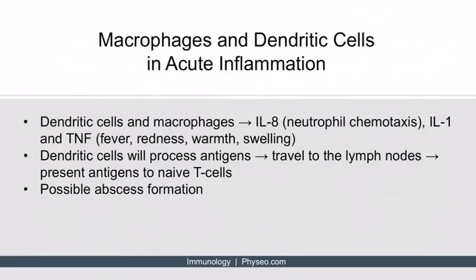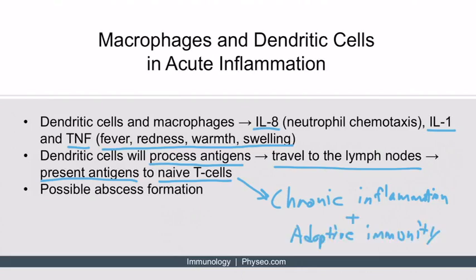So here's what's written in your text regarding macrophages and dendritic cells in acute inflammation. So dendritic cells and macrophages will release IL-8, which causes neutrophil chemotaxis, IL-1, and TNF, which contributes to fever, redness, warmth, and swelling. And again, that's largely through upregulating prostaglandins. And dendritic cells will process antigens after they phagocytose them and travel to the lymph nodes and present antigens to naive T cells. And this is how acute inflammation connects to chronic inflammation and the adaptive immune system. And lastly, macrophages can initiate possible abscess formation.